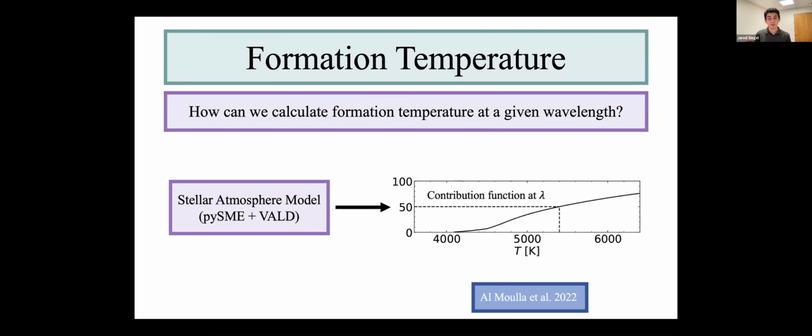Then at any given wavelength, we can calculate the contribution function. This is saying, as a function of temperature, what is the cumulative distribution of flux? So for instance, I can define the formation temperature as the point at which 50% of my flux is coming from cooler temperatures and 50% of my flux is coming from higher temperatures. Folks may be more used to seeing the contribution function in terms of optical depth. But again, when you're in a photosphere, where optical depth and temperature both monotonically decrease with radius, this is a relatively straightforward change of variables.